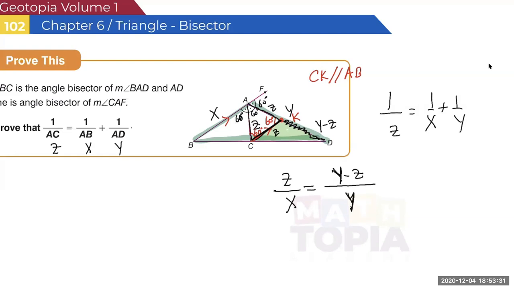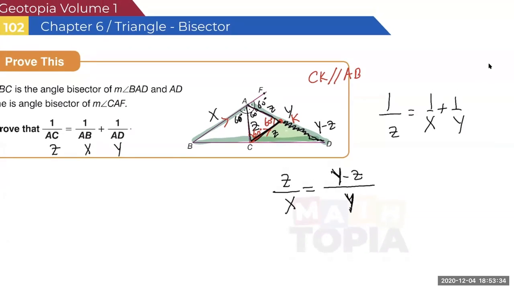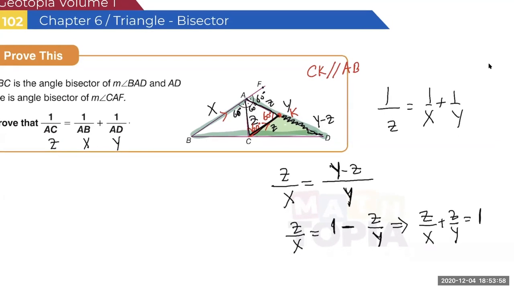Okay, let's see. I feel like we will get something. Z over X, can we break this down? Z over X equals 1 minus Z over Y. Then can I move this Z over Y to this side and leave 1 here? Are we done? Almost, right? Just divide by Z. So 1 over X plus 1 over Y is equal to 1 over Z, right?